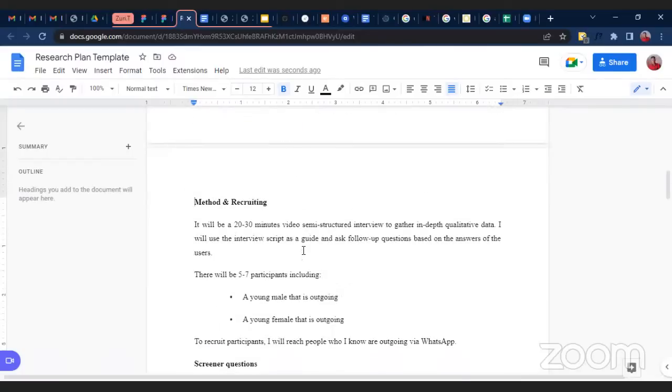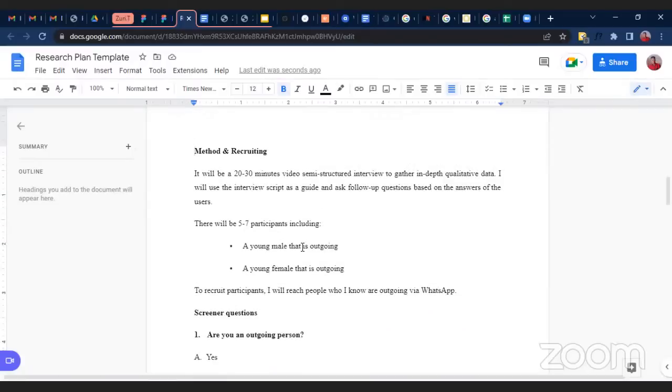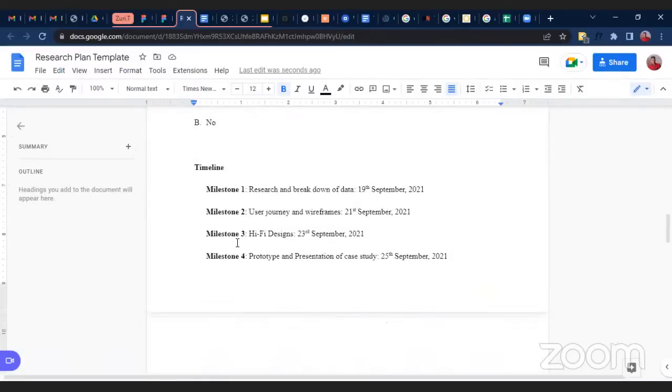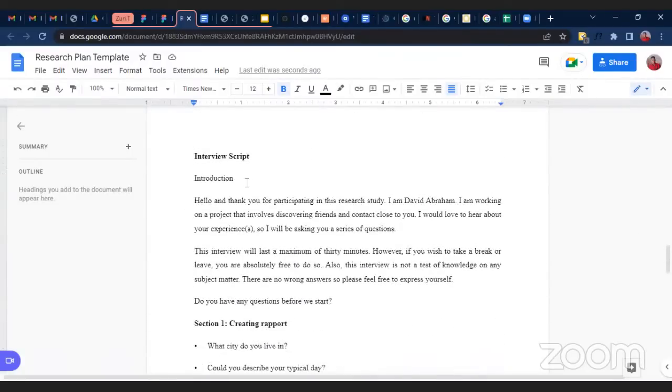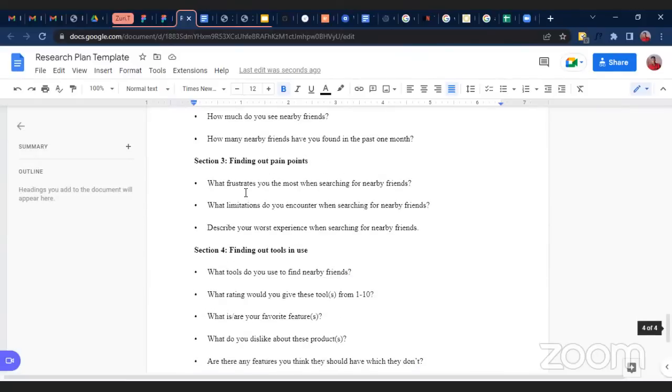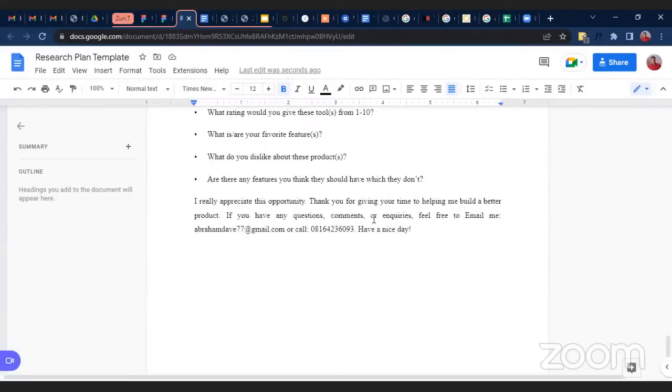Follow the guide here and adapt it to your own idea, your own research. And then there are screener questions, and then there's a timeline, and then there's the interview scripts inside. And then there's a conclusion on what you need to do. And then, let me switch to share the whole screen.